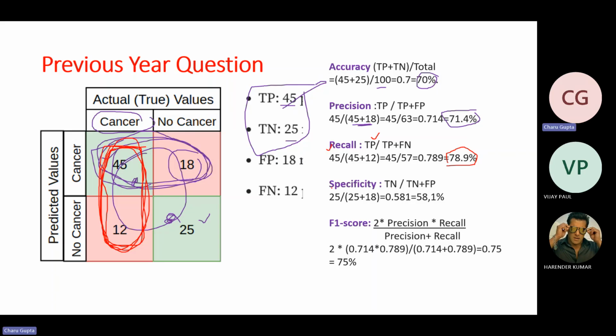Specificity. Specificity is the only one which calculates the true negative. Here, I will take the fourth value and the second column. Here, we will take the second column for specificity.